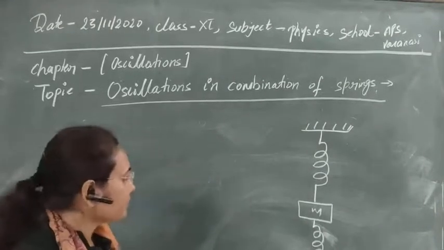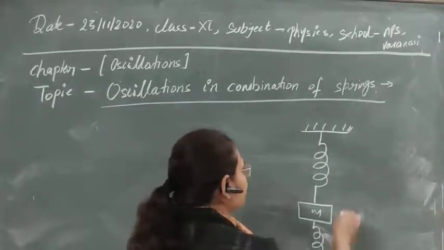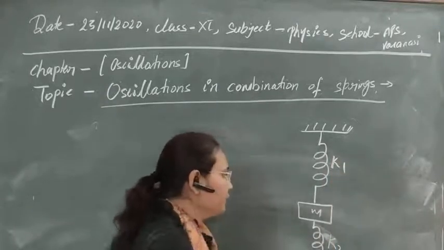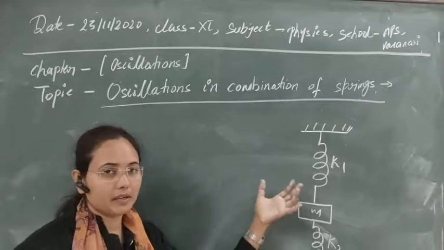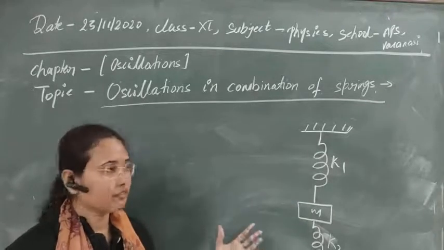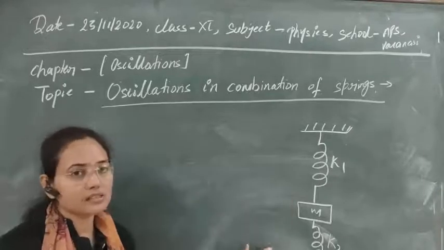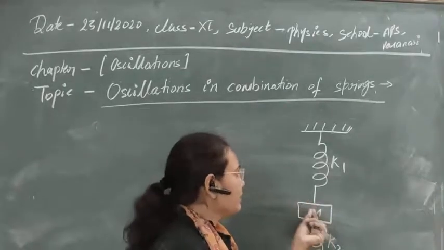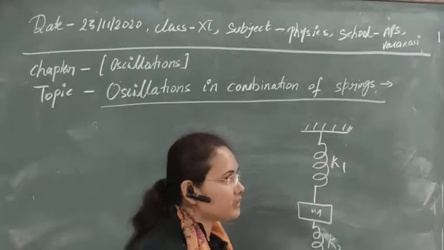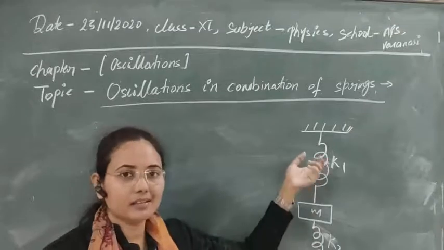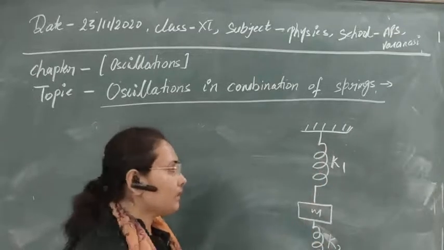Suppose here the spring constant is K1, and here the spring constant is K2. So this case can also be possible. I have told you that whatever the case, we will take it and understand the oscillation in this combination. If a mass M is attached in between these two springs, then obviously due to this mass there will be some extension or compression produced in the system.